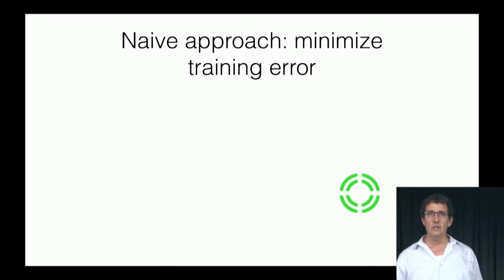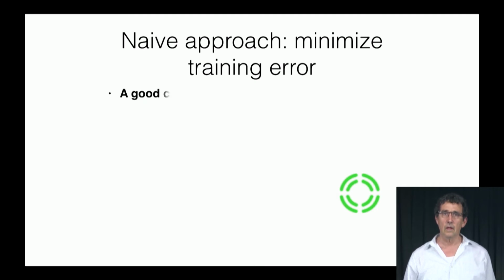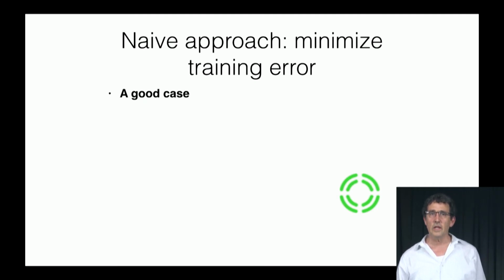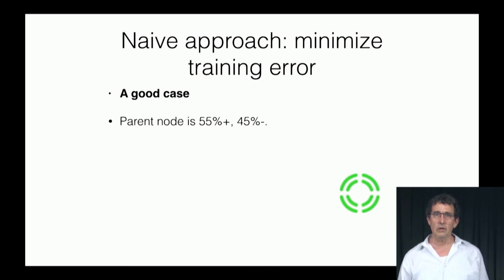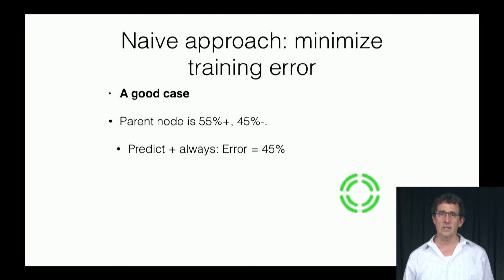So the first naive approach that comes to mind is to minimize the training error. Just find the split that makes the training error decrease by the most. Here's a good case for this kind of rule. The parent node is 55 plus and 45 minus, so it always predicts plus, and the error that it has is 45%.